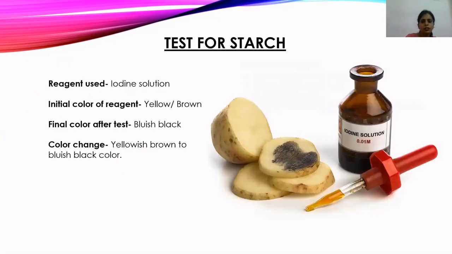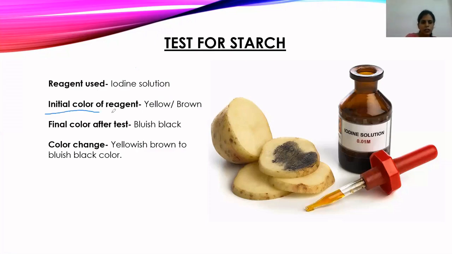Next is very important, you have to learn about the test for starch. This is a laboratory test. Many times questions are asked on this particular topic. This is very important. In order to do the test for starch, the reagent used is iodine solution. So remember, what is the reagent we are using? Iodine solution. These points you have to remember. The chemical reagent used for the test of starch is iodine solution.